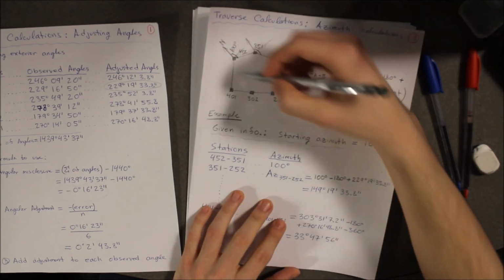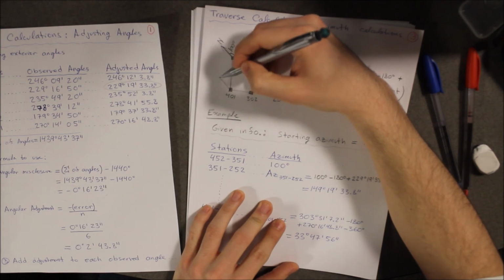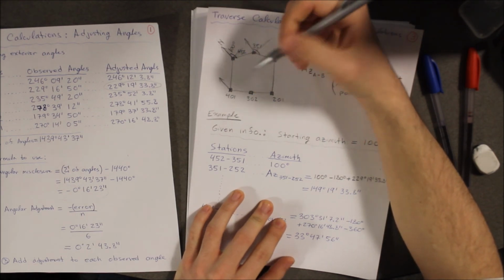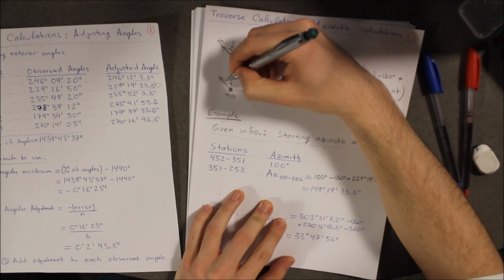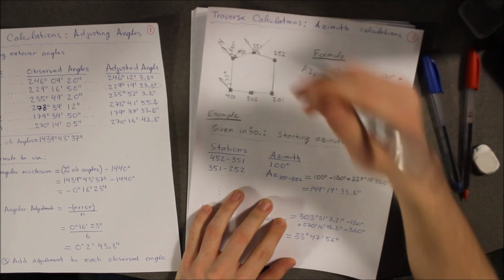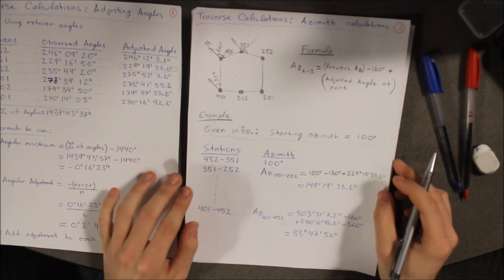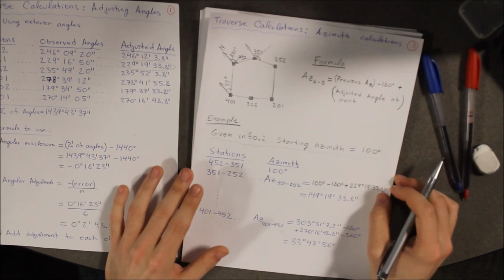And that makes sense because, again, if we draw in our little north arrow, that is approximately north, that says that this angle right here is approximately 33 degrees. Now that is how you complete the azimuth calculations for your traverse.